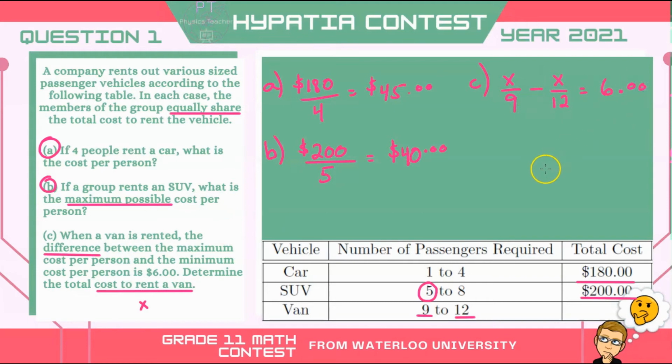So we need to solve this equation for X. Let's look at a common denominator, and that's going to be 36. If we multiply this fraction, top and bottom, by 4, we get 4x over 36. And this one, top and bottom, by 3, we get 3x over 36. And that's $6. So 4x minus 3x is just x. Multiplying both sides by 36, we get 6 times 36, which is $216. So the cost to rent a van is $216.